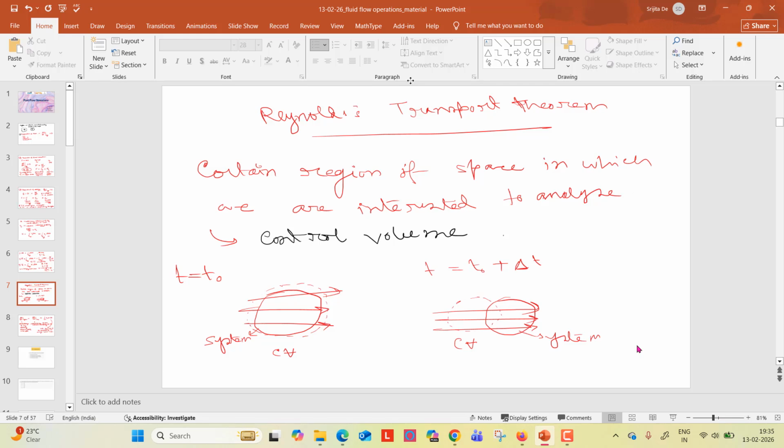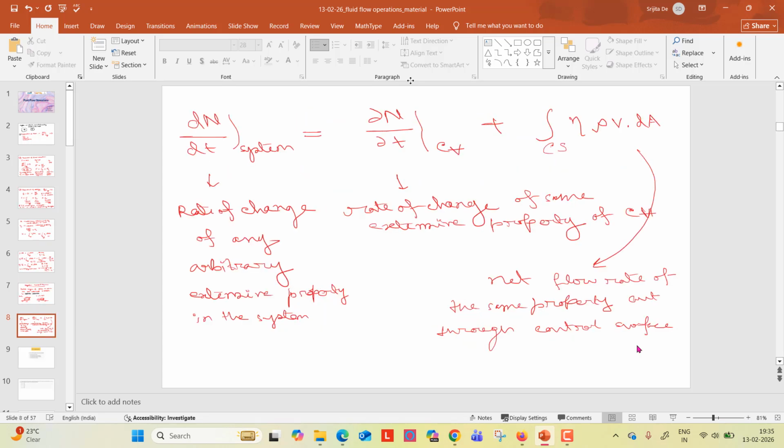So your control volume is moving, system is there, your system is moving, control volume is suppose a small part of it, and how the change is happening, this can be defined by this basic equation. So this is the total rate of change of the extensive property of the system. It is the rate of change of this extensive property in the control volume, plus how much net flow is happening at the control surface. That summation will give us the total rate of change of property in the system.